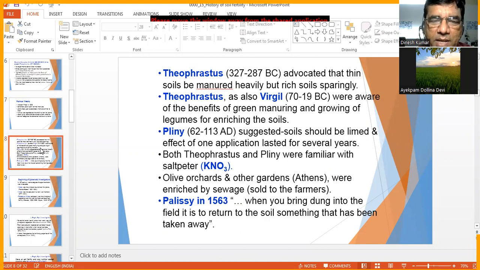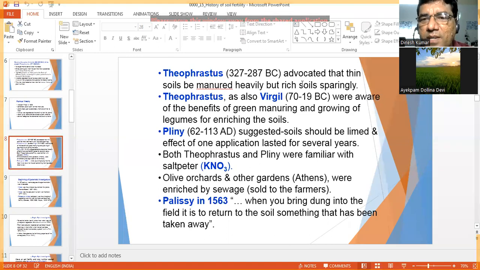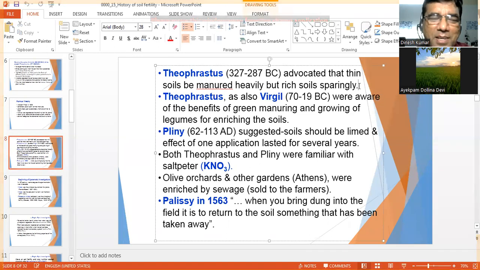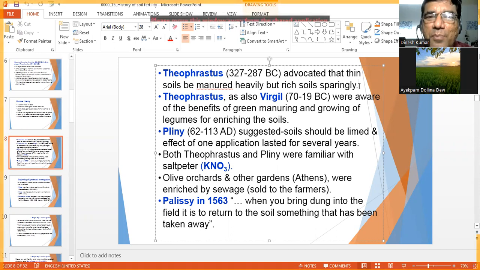Then there were certain contributions by Greek, Indian and Roman people; they are ancient people, you can consider them. Theophrastus advocated that thin soils be manured heavily but rich soils sparingly. Very good. It is the nutrient recommendation, the rate of nutrient application, you can say. Thin soils means light kinds of soils be manured heavily, but rich soils sparingly. Theophrastus, as also Virgil, were aware of the benefit of green manuring and growing of legumes for enriching the soils.